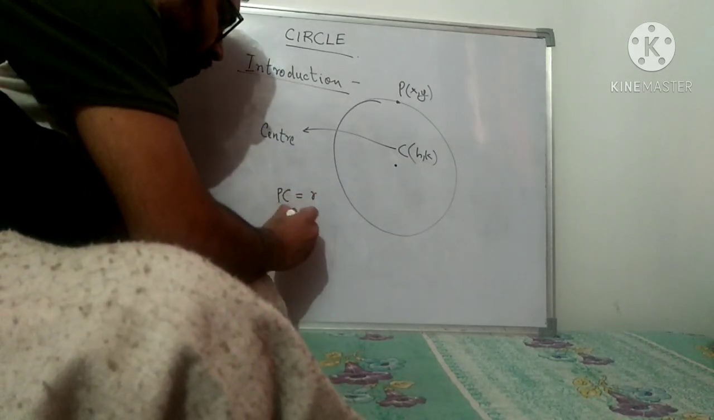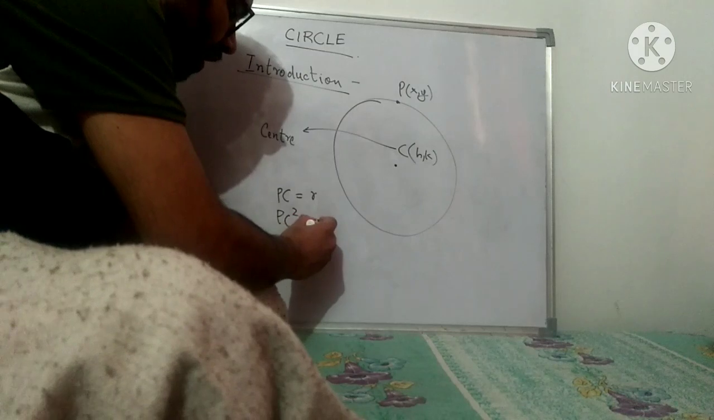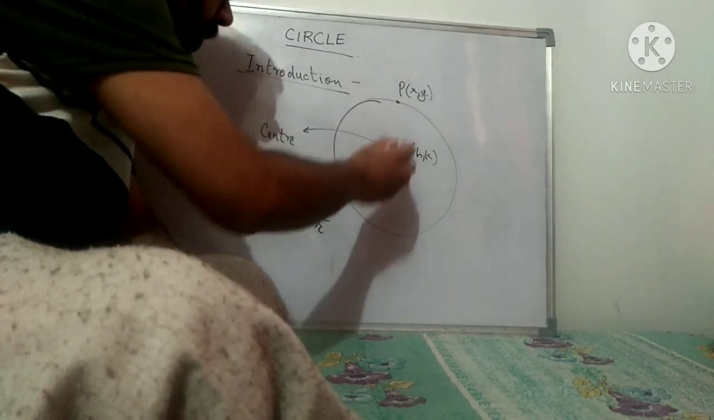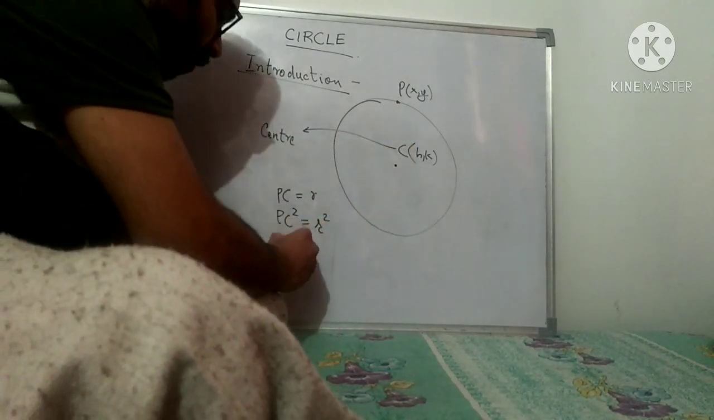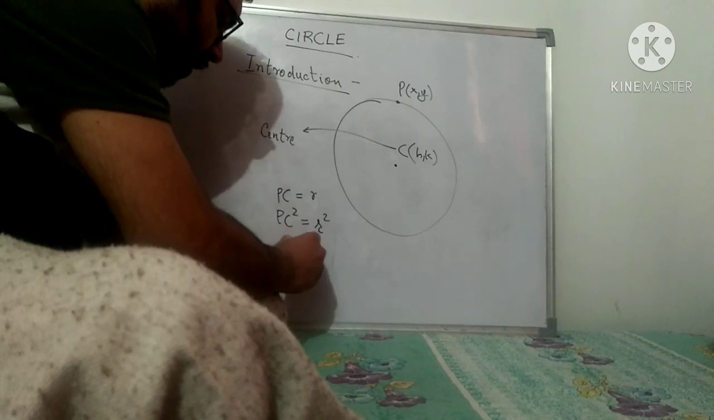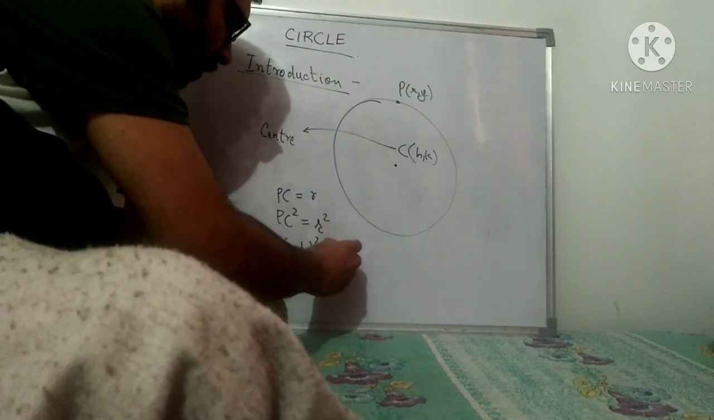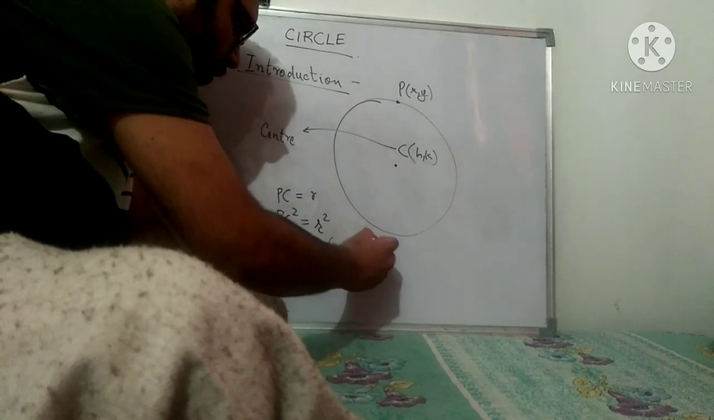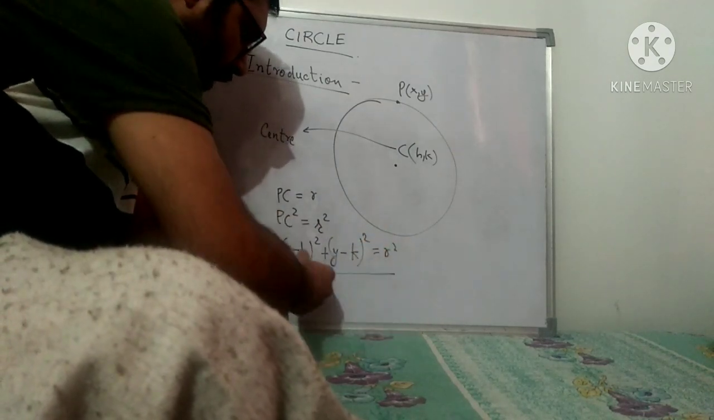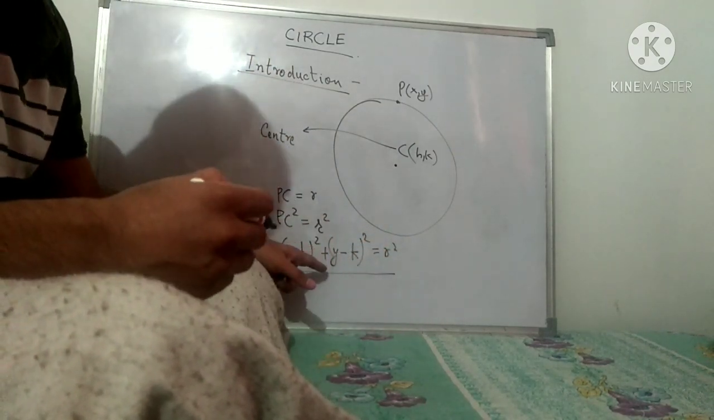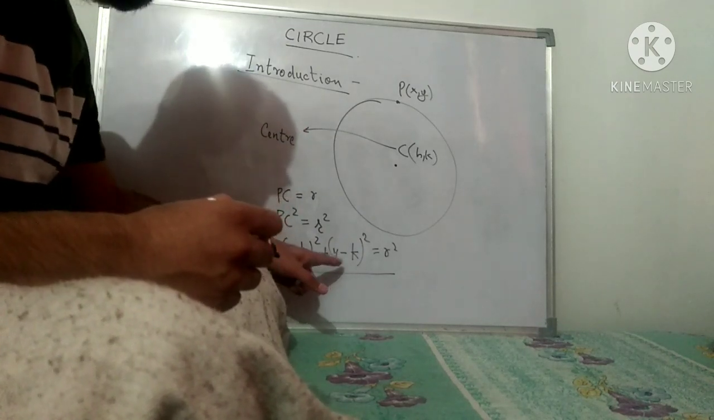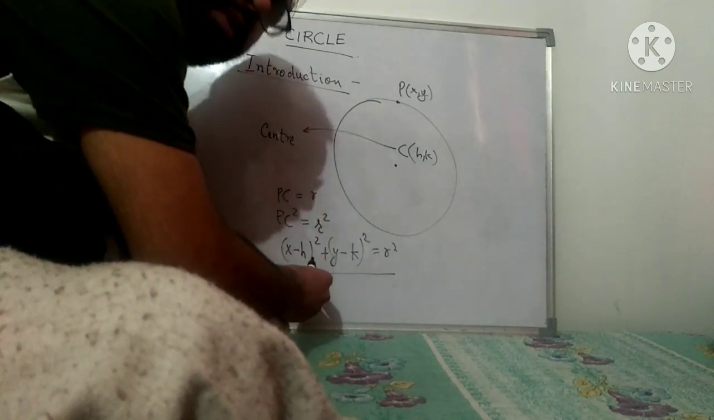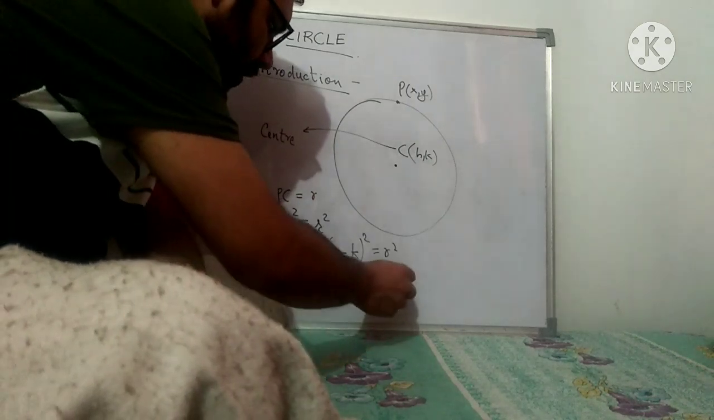Now if we take the square of this, PC square will become R square. We can write PC using the distance formula. So x minus h whole square plus y minus k whole square is equal to R square. By this form, we get the equation of a circle: x minus h whole square plus y minus k whole square is equal to R square.